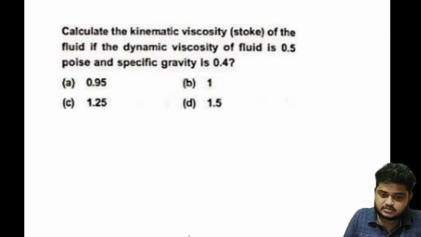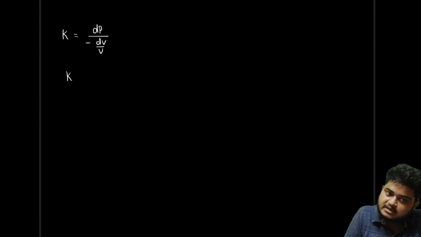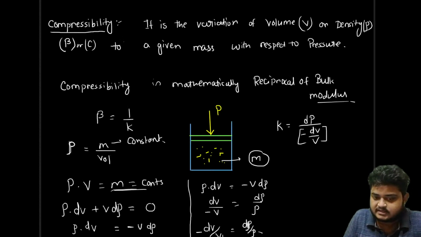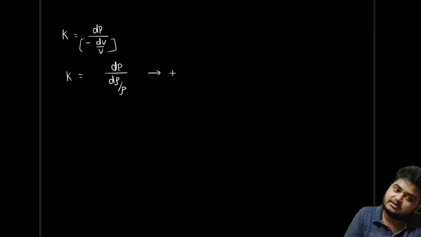Now we can use the compressibility, which is dP by minus dV by V. Now we can use dP upon d rho by rho. We are just replacing the value of dV by V with d rho by rho. We are getting this as compressibility.